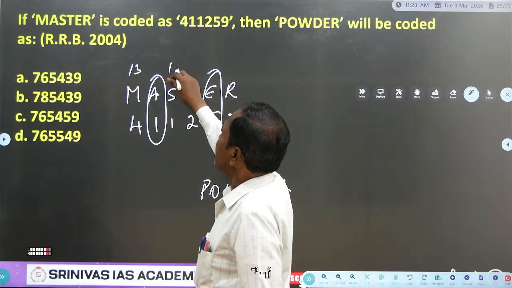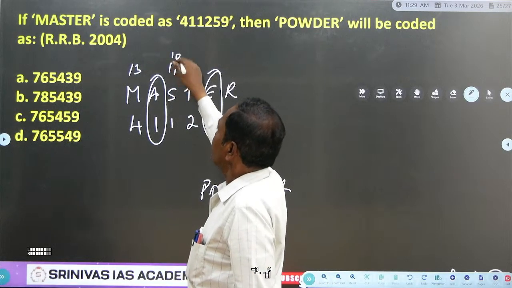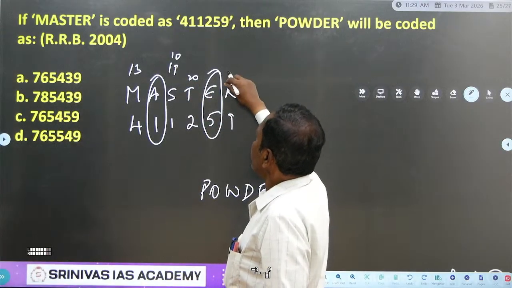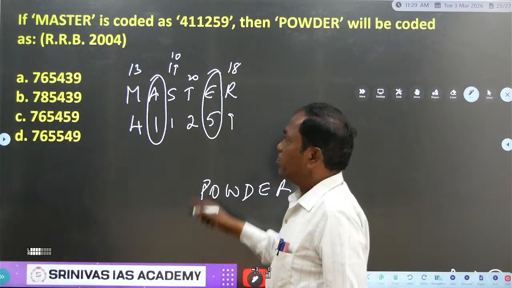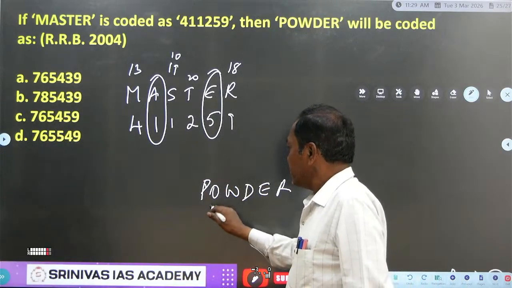S is the 19th letter. 1 plus 9 is 10. Again, 1 plus 0 is 1. T is the 20th letter. 2 plus 0 is 2. And R is the 18th letter. 1 plus 8 is 9. That is the thing. And PO, that is, P is what?